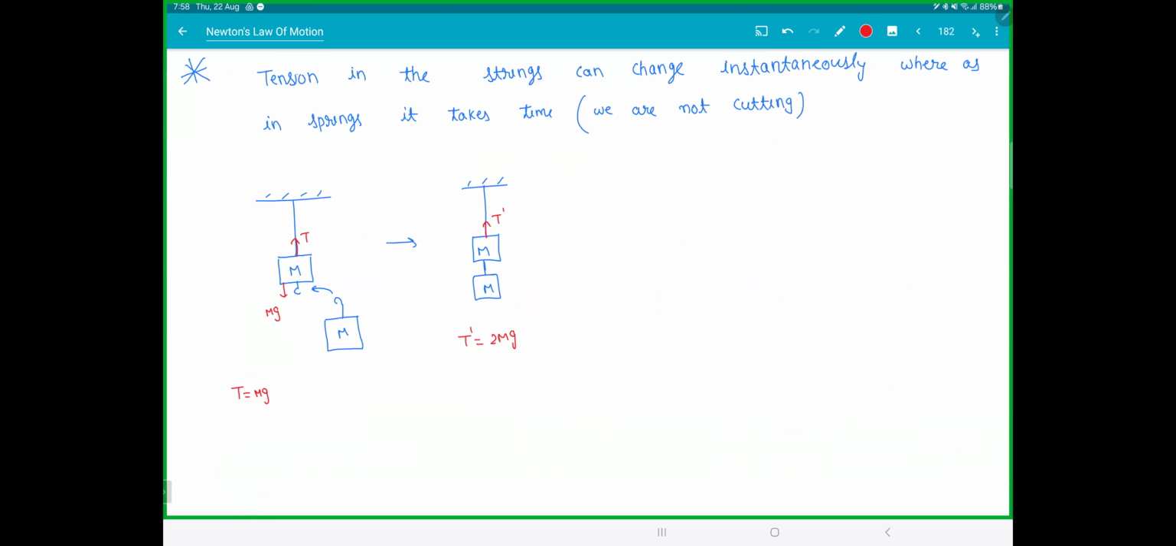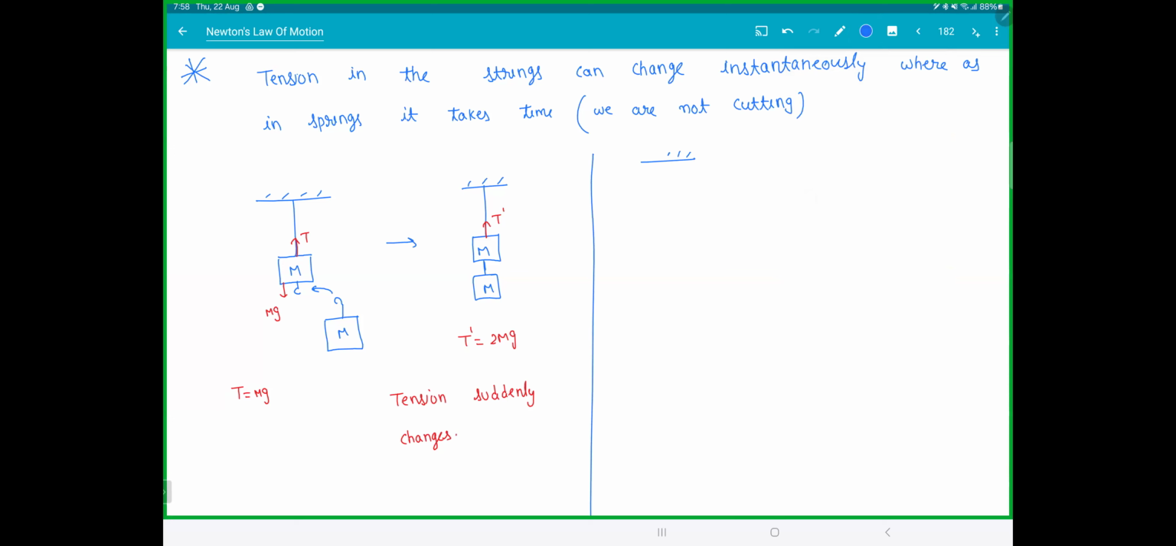So here T' and mg, you can see tension suddenly changes. If you try to put some weight on it, strings will suddenly absorb the tension, because strings are rigid, they cannot stretch, they don't have an option.